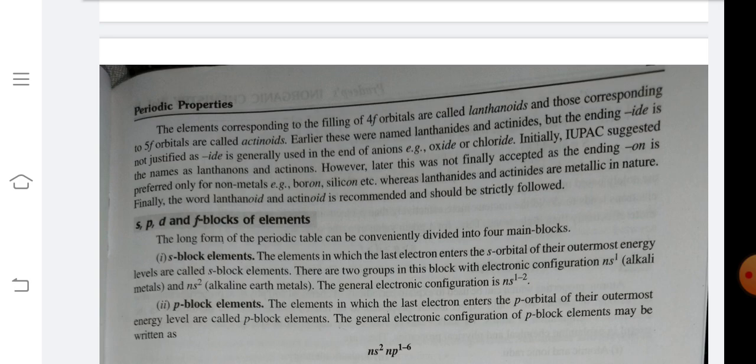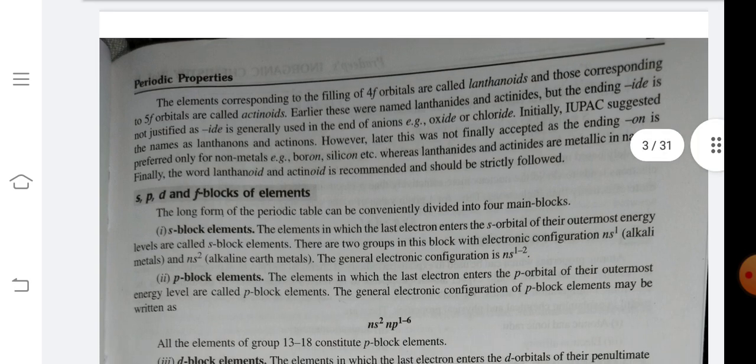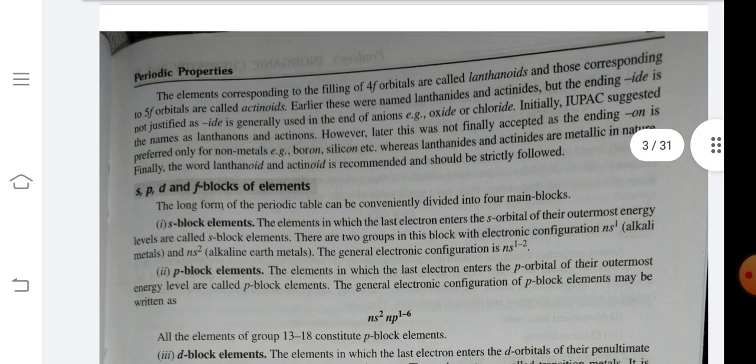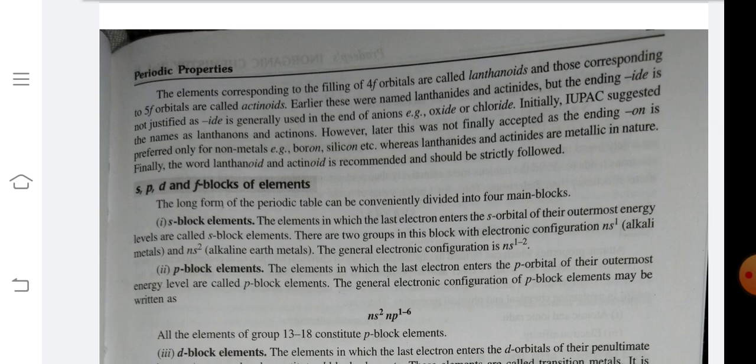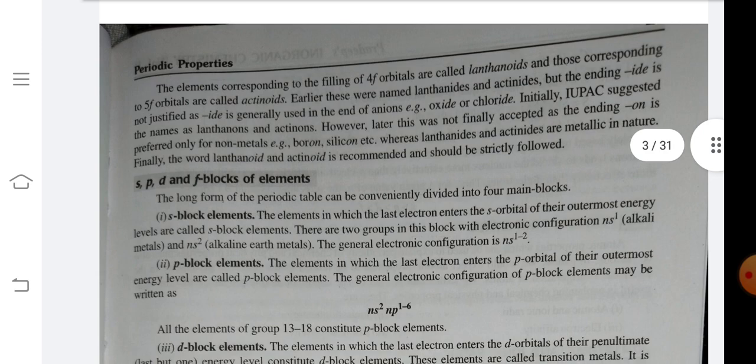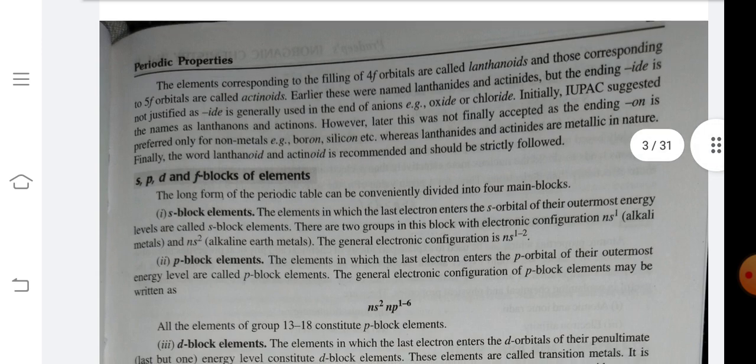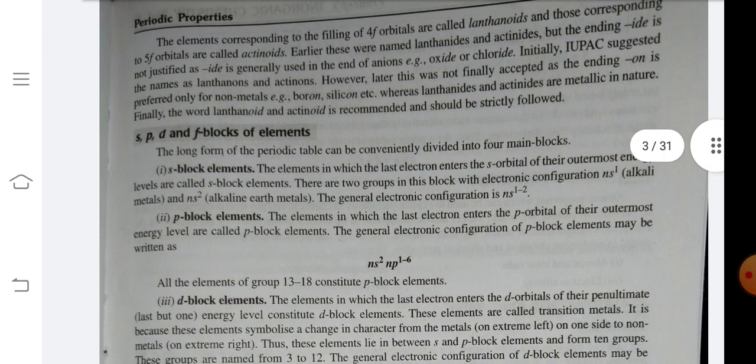The elements corresponding to the filling of 4f orbitals are called lanthanoids, and those corresponding to 5f orbitals are called actinoids. Earlier these were named lanthanides and actinides, but the ending -ide is not justified as -ide is generally used at the end of anions, for example oxide, chloride. Initially, IUPAC suggested the names lanthans and actinons. However, later this was not finally accepted as the ending -on is preferred only for non-metals, for example boron, silicon, etc., whereas lanthanides and actinides are metallic in nature. Finally, the words lanthanoid and actinoid are recommended and should be strictly followed.